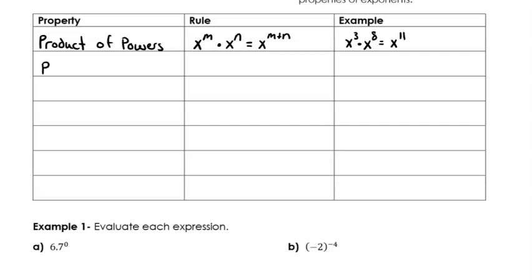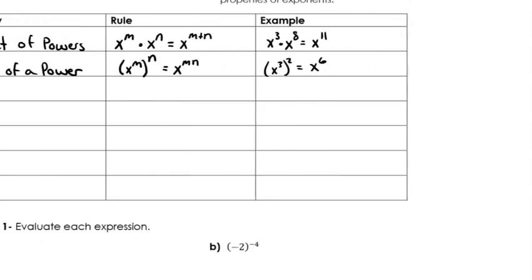All right, now we also have a power of a power. And that is if you have something raised to a power being raised to another power. So x to the power of m being raised to the power of n. You multiply the powers. So like if you have x cubed and that is being squared, you take the 3 times the 2 and you get x to the 6th. Let's look at why both of these work.